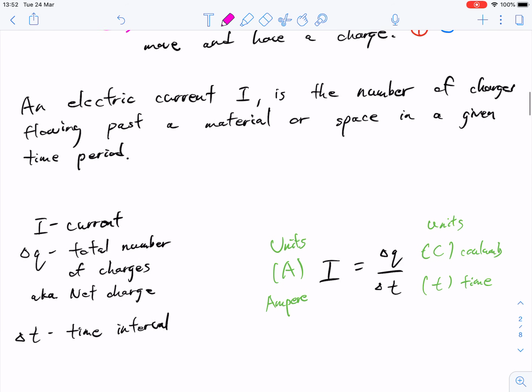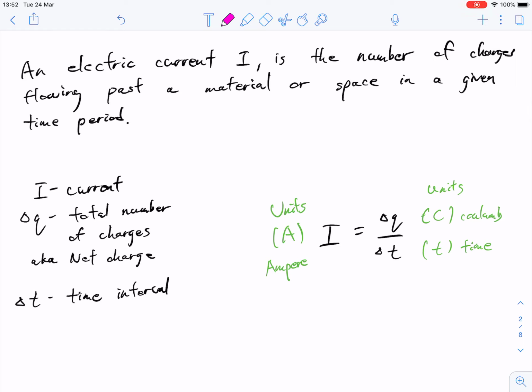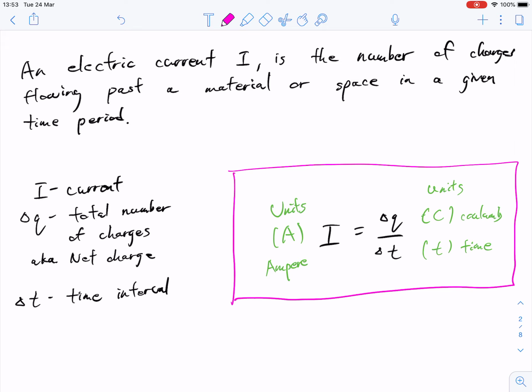And so the electric current, I, is the number of charges flowing past a material or space in a given time period. So as a result of that, the current is charge per unit time. And so usually we do charge per unit second. So usually we measure it every 1 second, but we can measure it over larger periods of time, like maybe every minute or every hour.